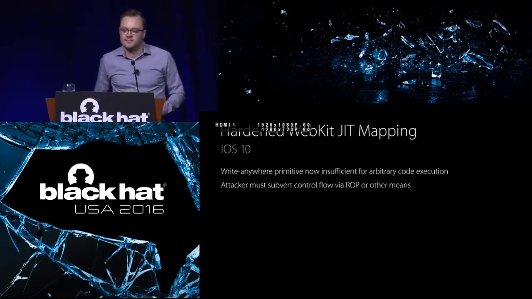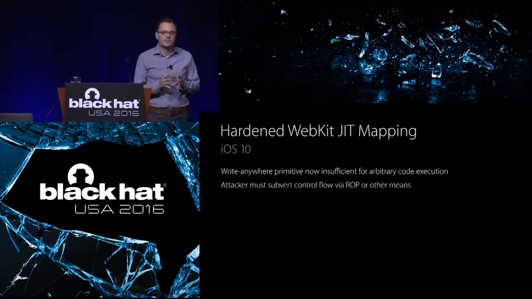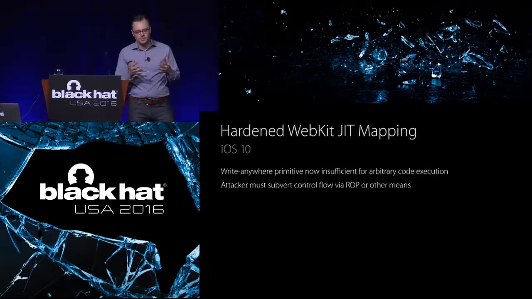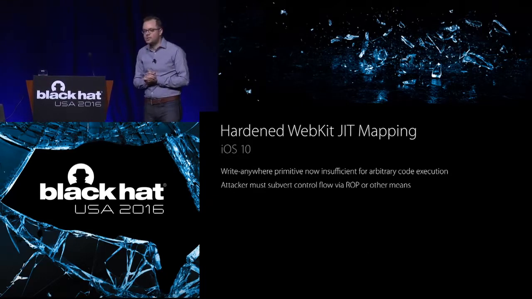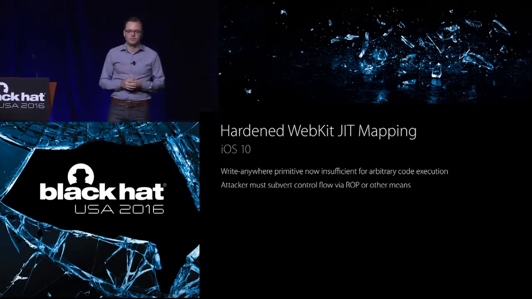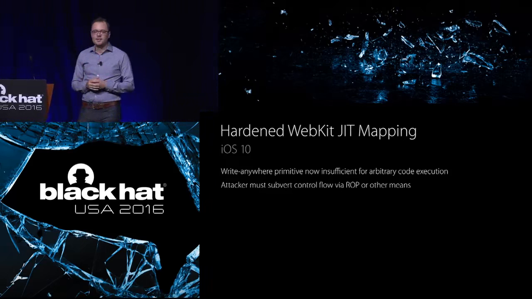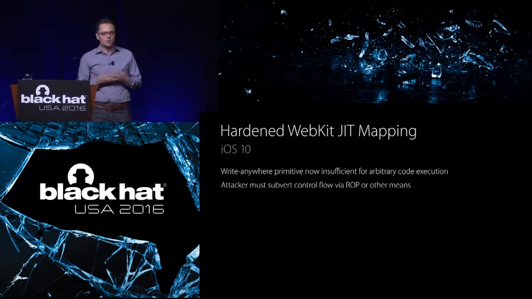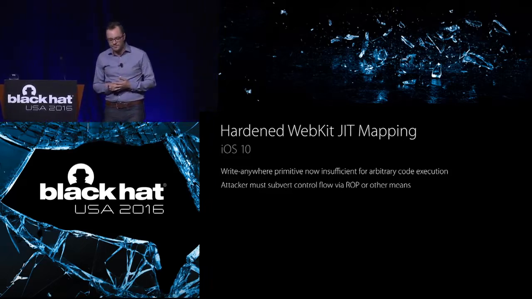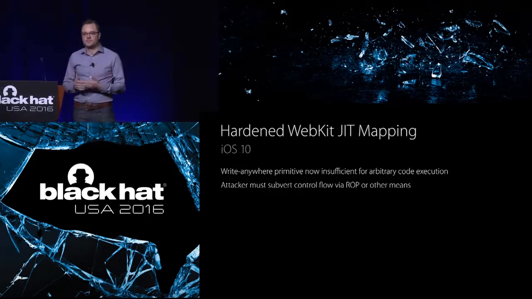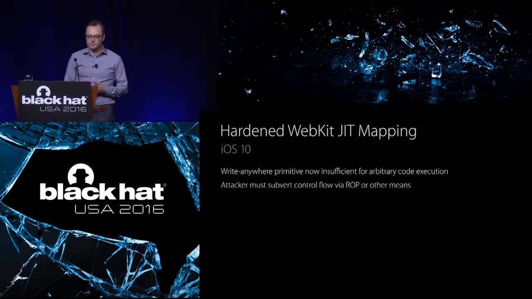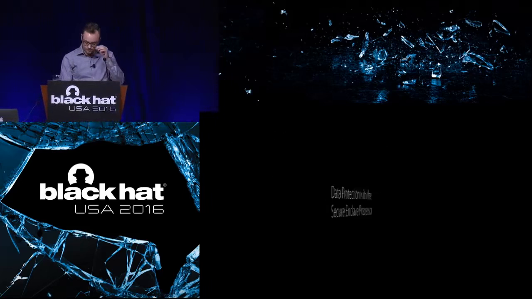So where this gets us is that an attacker who simply has a write-anywhere primitive from the context of JavaScript can no longer use it by itself for arbitrary code execution in the process. Instead, they have to subvert control flow, usually through ROP or a similar mechanism. It's kind of a nice mitigation that raises the cost of exploiting memory corruption bugs, in particular, in WebKit.